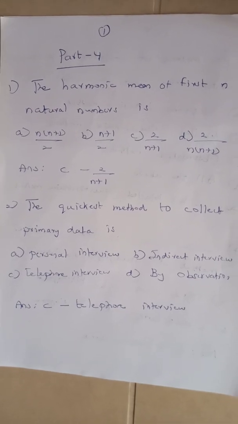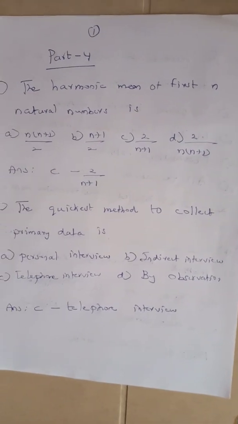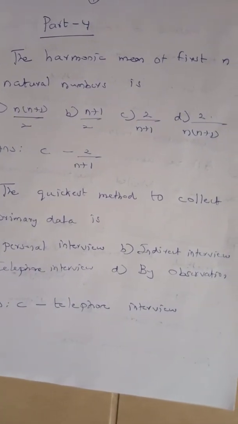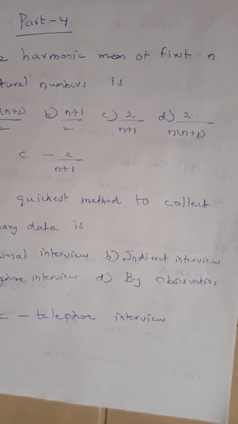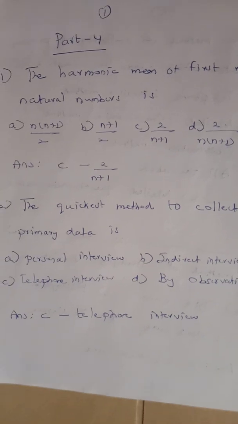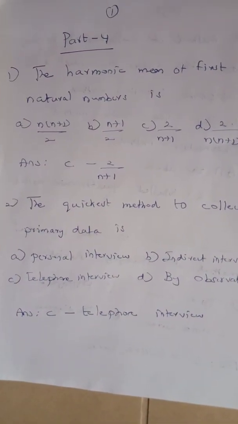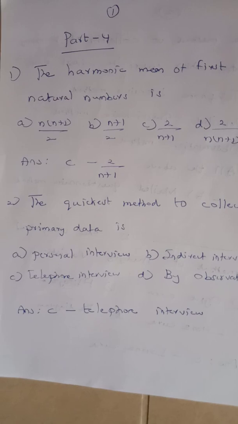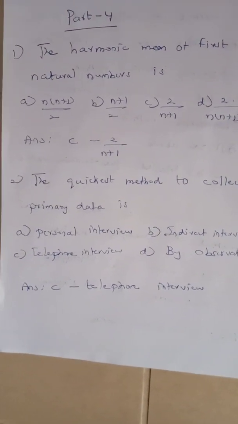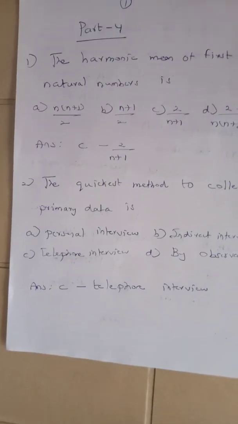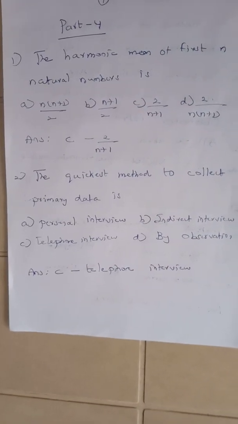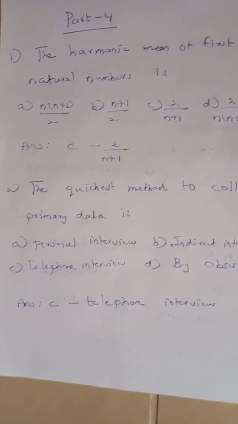Question number 1. The harmonic mean of first n natural numbers is option A n into n plus 1 by 2, option B n plus 1 by 2, option C 2 by n plus 1, option D 2 divided by n into n plus 1. So already we have seen the arithmetic mean of first n natural numbers is n plus 1 by 2. We know very well harmonic mean is the reciprocal of the arithmetic mean. So the harmonic mean of first n natural numbers is 2 by n plus 1. The correct answer is option C 2 by n plus 1. Let us move to the next question.